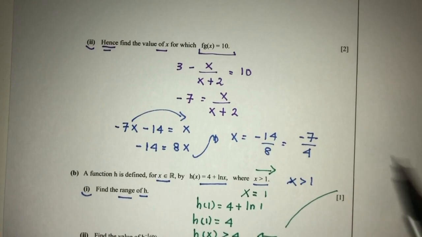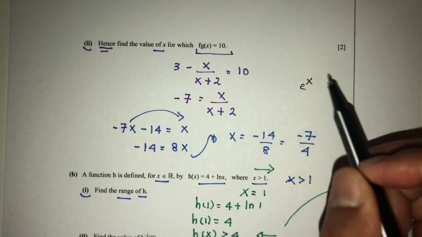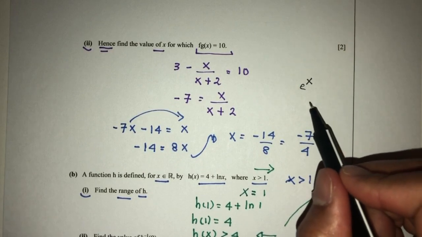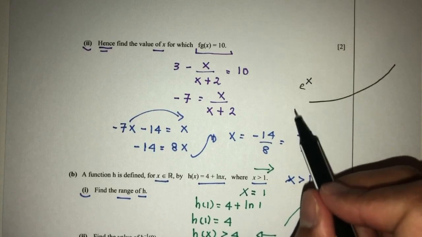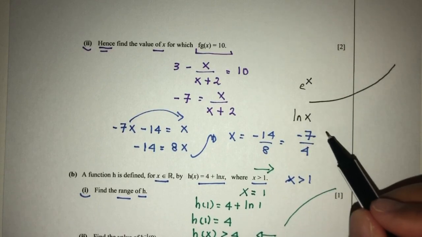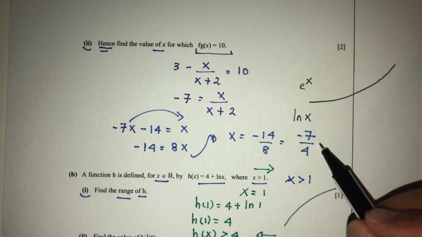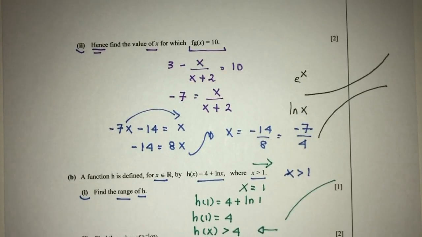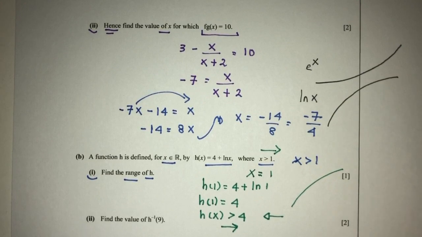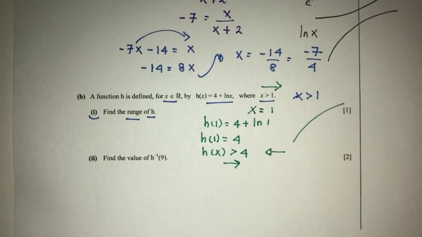But if you have exponential graphs, for example e to the x, the shape will always somewhat look like this. It keeps going up exponentially. And then ln of x looks like this. Always going to be a shape like this. The inverse shape basically, as you can see. Anyways, that's not the main part here. The main part here is to find the range.